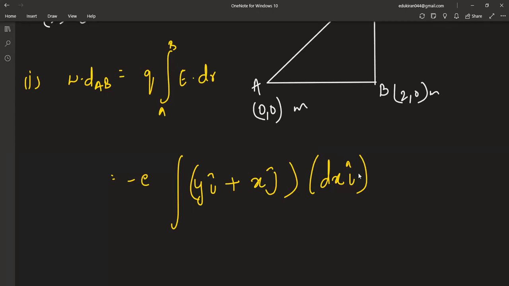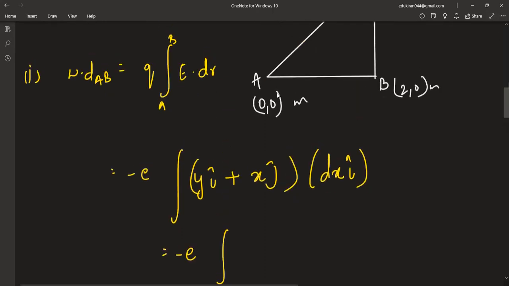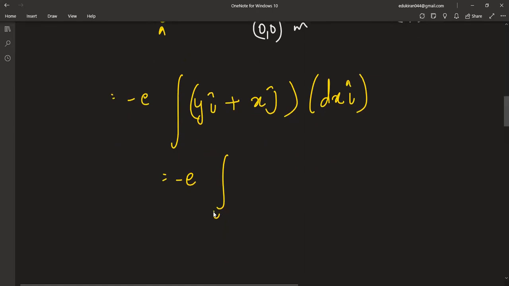So j cap has no component. j cap has no component. What are we left with? Look here, minus e y i cap integrating. What are the values given? A point is (0, 0) and this B point is (2, 0). Right, so we are integrating this along the x-axis. So this becomes integrating from x equal to 0 to x equal to 2. And what we are left with is y dx.